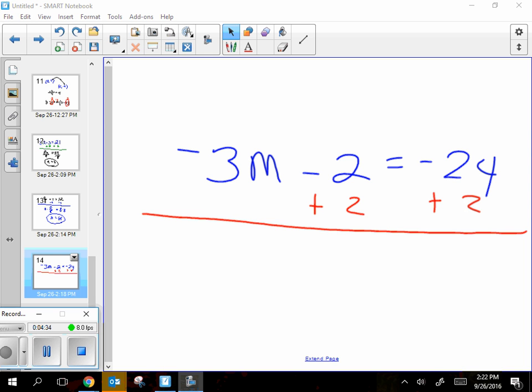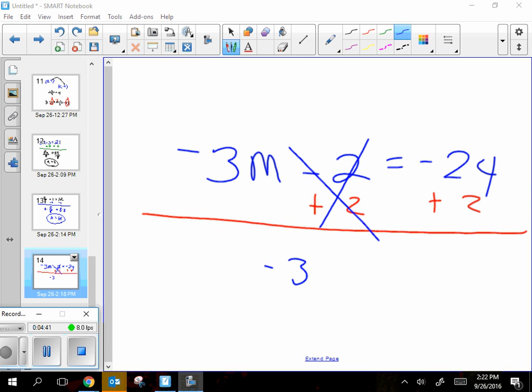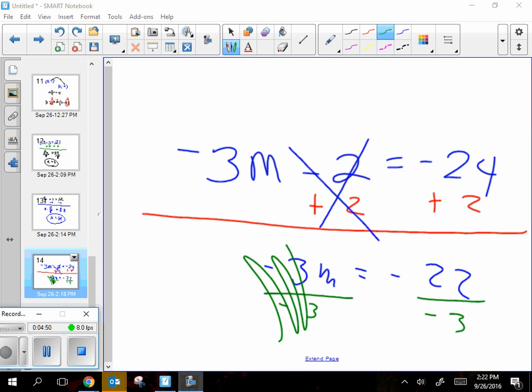I am adding 2 to both sides. That cancels, and you have negative 3m equals negative 22. Then you divide by negative 3. Here's the key. Did you notice that it was 2 negatives, and therefore the answer is positive 22 over 3? All right. That's the only difference for today is being careful with your negatives. No, it's positive. There's two negatives.